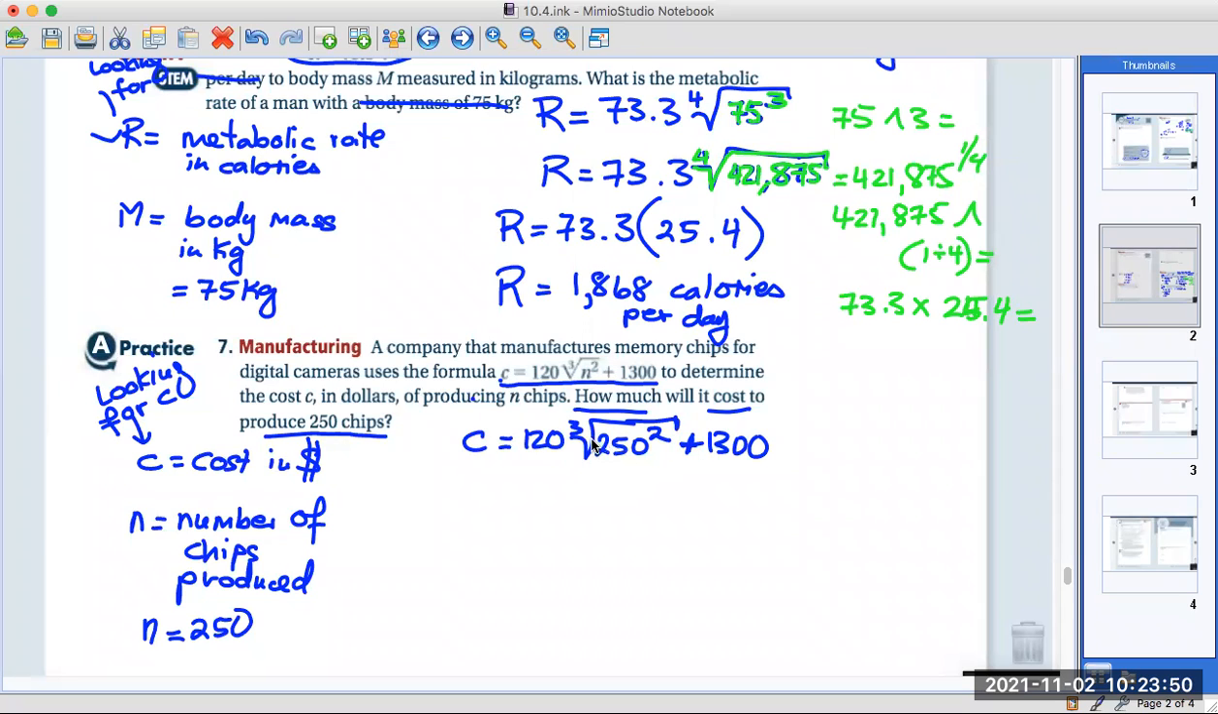The first thing we're going to work on is what's inside the radical, always first. So we're going to find 250 squared, which is 250 to the power of 2, equals 62,500.